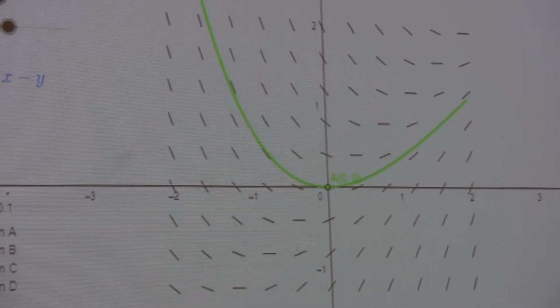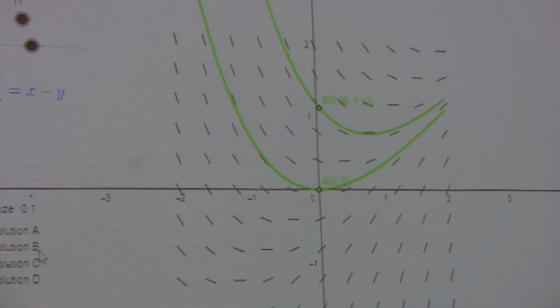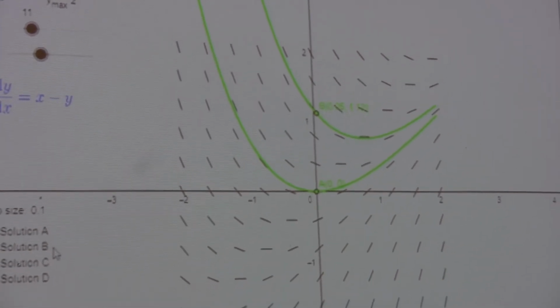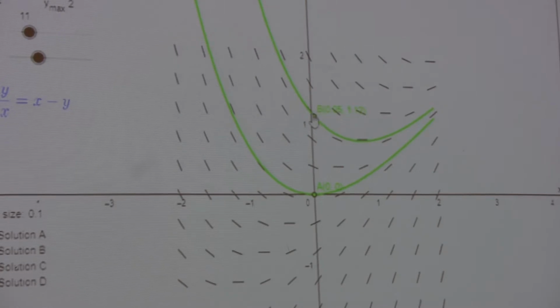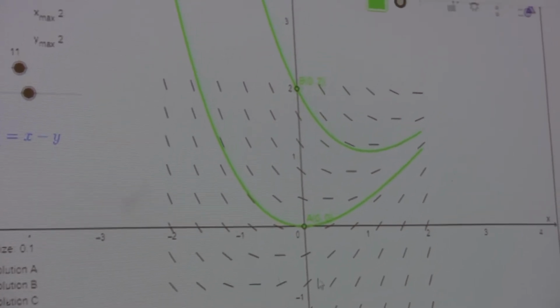And what was the other one? 0, 2? Or 2, 0? I can't see it from here. 0, 2. So if I move this up to 0, 2, it looks something like that.